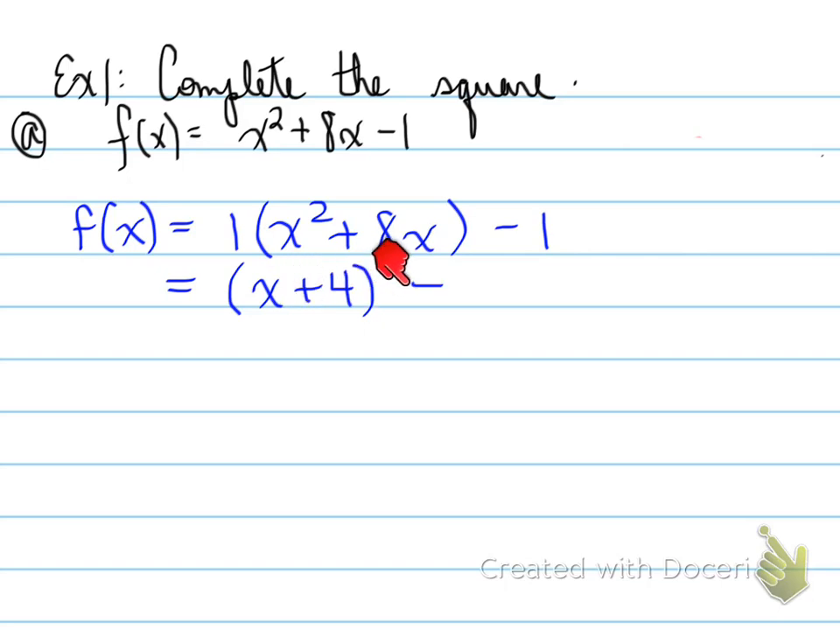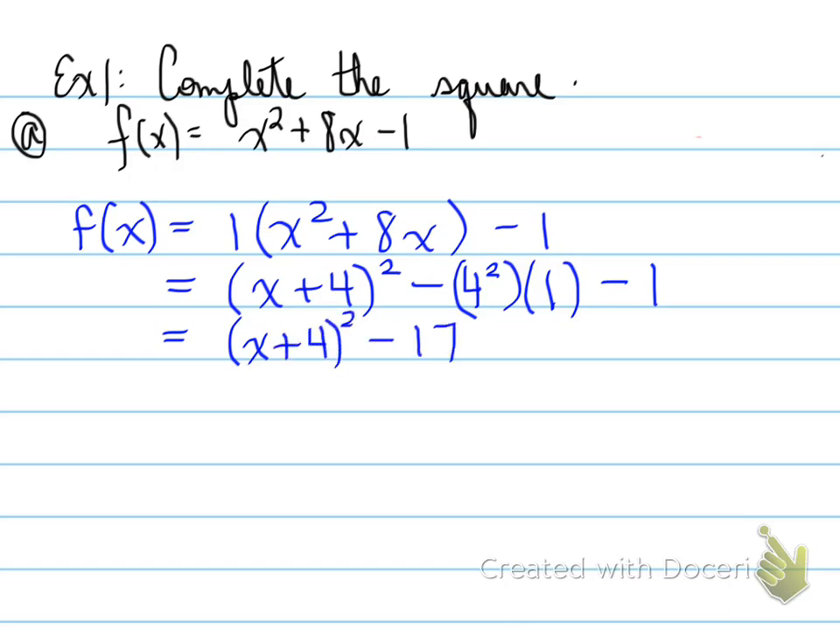Then we're going to always subtract. Remember, the negative twin was kicked out, so we're always subtracting. What are we subtracting? This number squared times the jacket. The jacket was a 1, so we're always multiplying by the a value. So it's the inside number divided by 2 and squared, times the a value. And then we have a minus 1. Last step is to put it all together, so we get x plus 4 all squared minus 17.